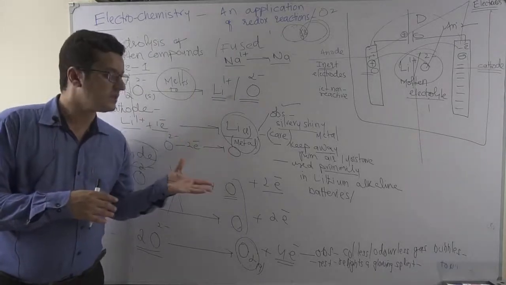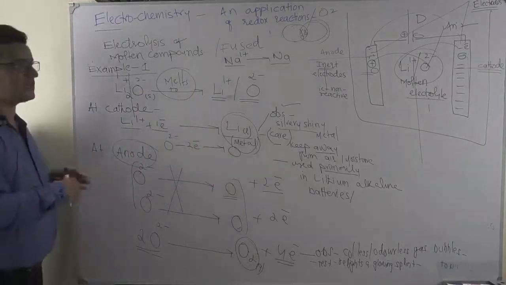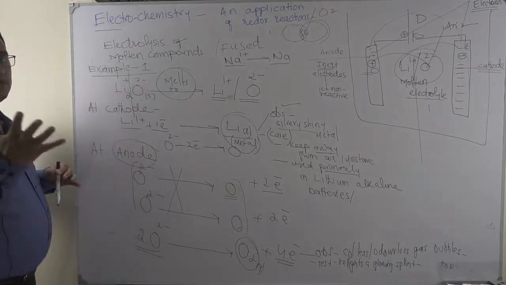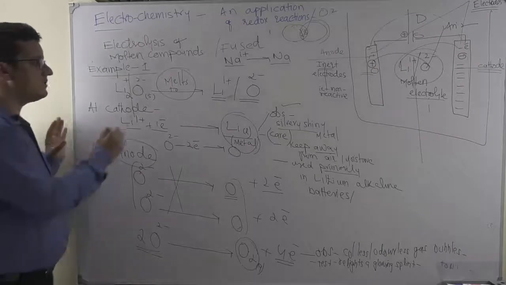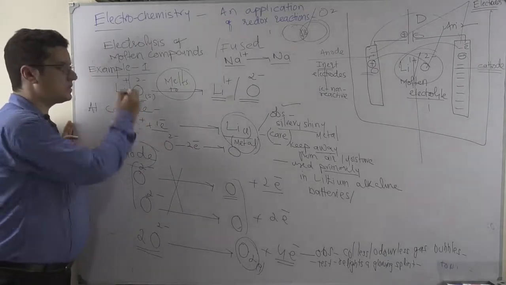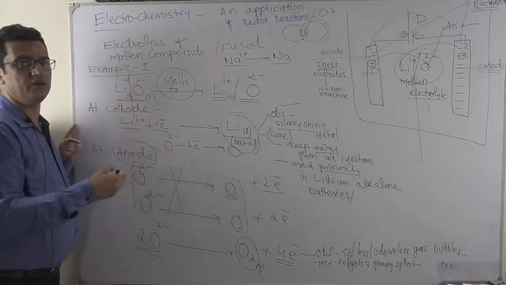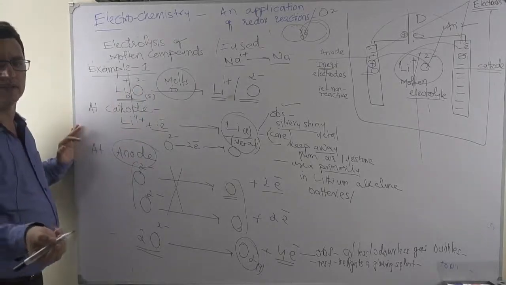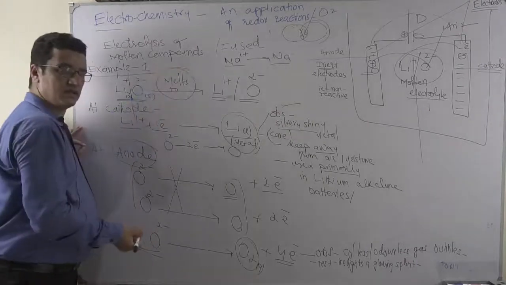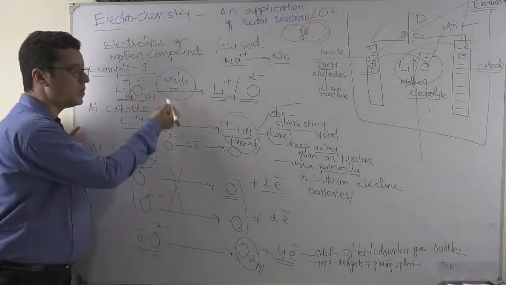So electrolysis is a process specially designed for extraction of metals, especially very reactive metals, because reactive metals make strong ionic compounds. Their compounds are strong and cannot be reduced by chemical reduction, by heating with a reducing agent, but they can be electrolyzed. And when they are electrolyzed, they are in molten form.